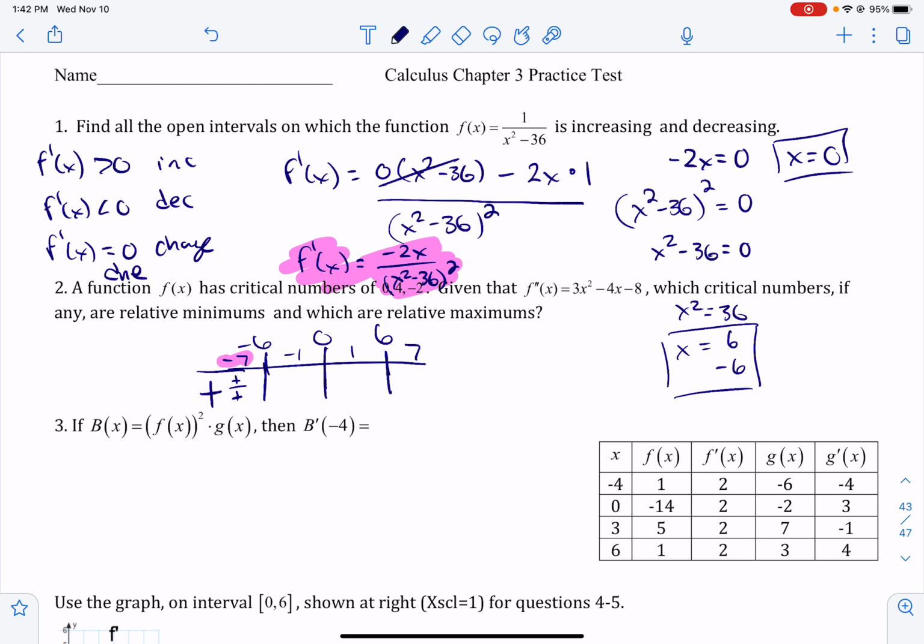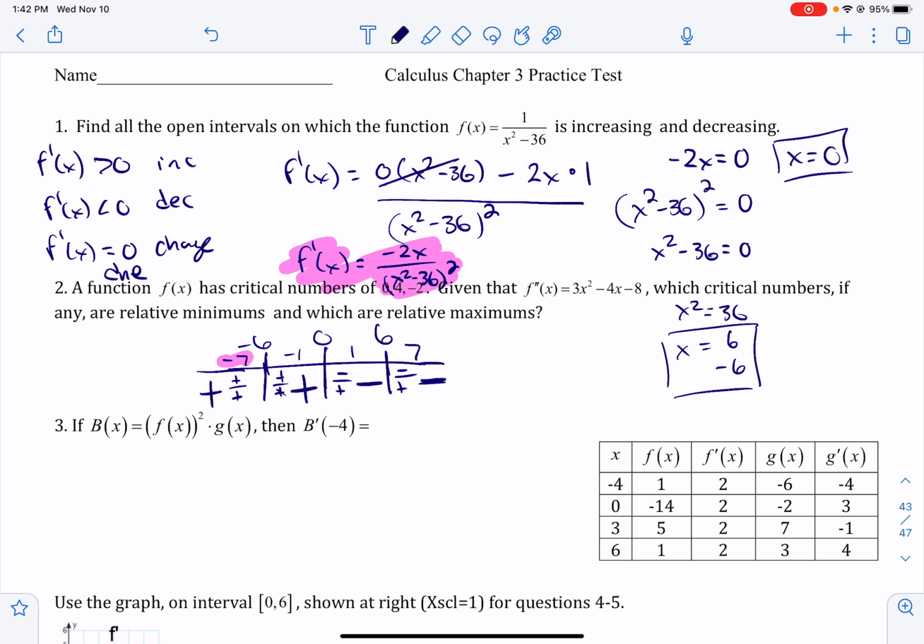Well, let's plug in negative 1. When I plug in negative 1, on top, I get a positive. On the bottom, everything turns into a positive. So positive over a positive, I end up with a positive value. I don't really care what the value is. I just care that it's positive, because that tells me I'm increasing. When I plug in a 1, my top is a negative, my bottom is still a positive, so I'm actually decreasing at 1. And same thing with 7. The top's going to be a negative, the bottom's going to be a positive, so I'm also decreasing at 7.